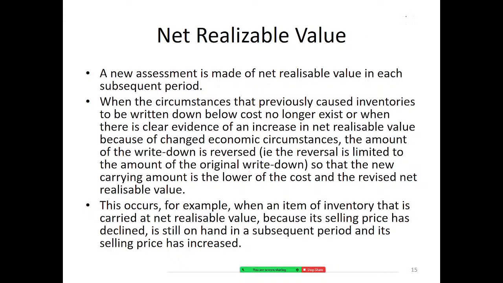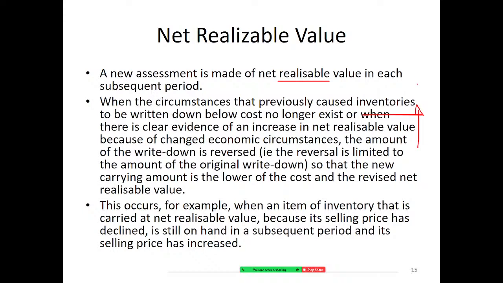Here, reversal, right? So when the circumstances that previously caused inventories to be written down, due to the changes in technology or changes in demand in the market, the value of inventory went down below its cost. It means NRV is less than its cost, that time we choose NRV, the lowest value. So for that we have written down the cost, so that written down value will be charged in the income statement as an expense. And in the future period, the value of inventory has increased.